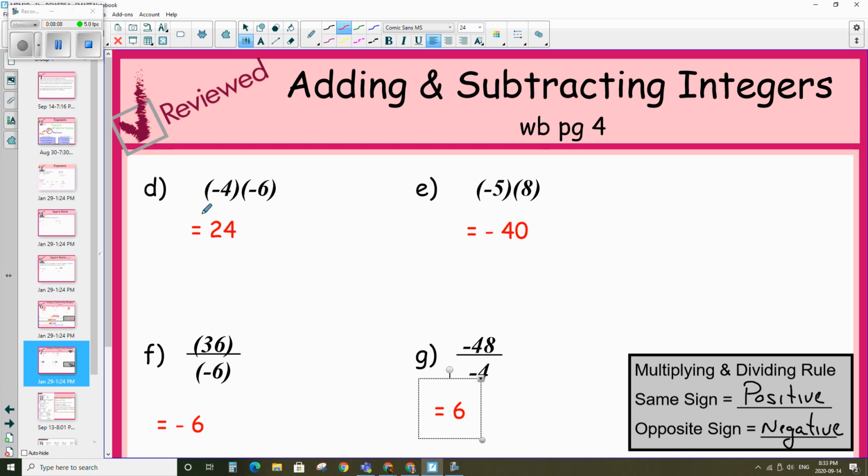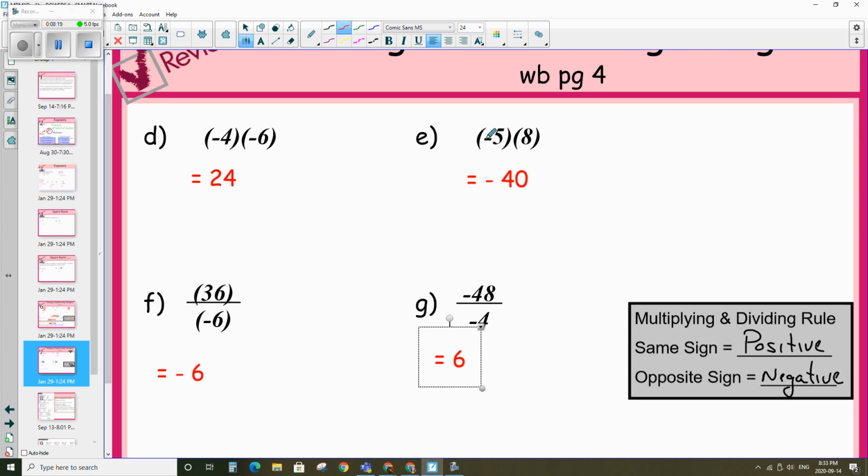Okay, here's another one. These ones are multiplying integers. So we have negative 4 multiplied by negative 6. So you look at the signs. If the signs are the same, the answer will be positive. If they're opposite, this one's negative, this one's positive, the answer will be negative. Okay, I've got the rules written down here again. All right, so negative 4 times negative 6 is going to be positive. 4 times 6 is 24. 5 times 8 is 40, and it's negative. Here we've got two opposite signs, so our answer has to be negative. 36 divided by 6 is 6.